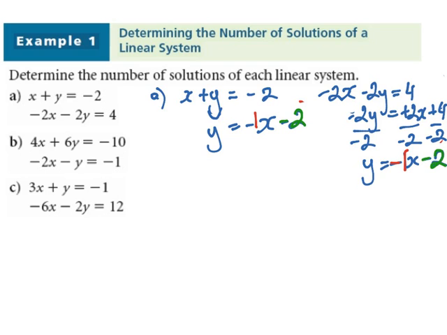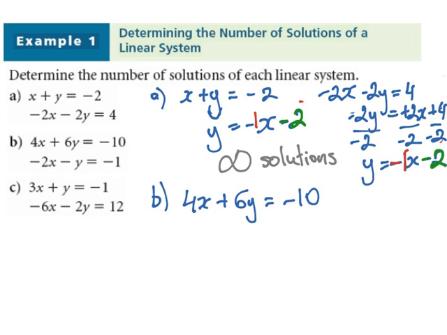Since the slopes are identical and the y-intercepts are identical, there are an infinite amount of solutions. So infinite solutions for these two systems of equations. Now, what about for B? Again, we have to change this equation into y-intercept and slope form.